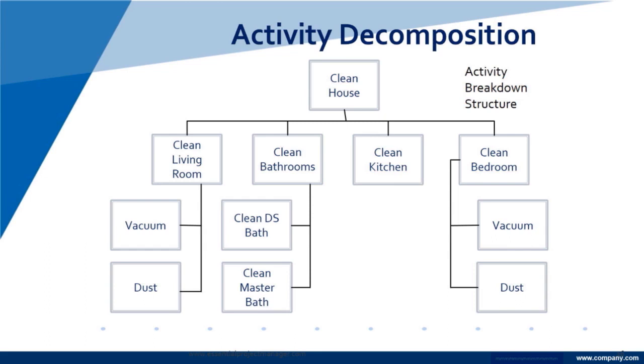Here's our decomposition. We have a clean house, and we've broken it into pieces. And so we have a clean living room, clean bathrooms, clean kitchen, clean bedroom. And then from that point, we broke it into the vacuuming, the dusting, clean the bathroom, clean the master bath, vacuum the living room, dust the living room. It's specific activities that have to be done in order for the major event, product.